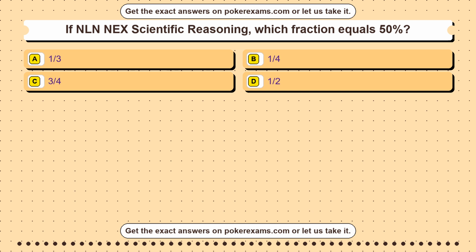Question 30. If the Get Science practice test asks which map feature explains symbols. Option A, scale only. Option B, compass only. Option C, border. Option D, legend.